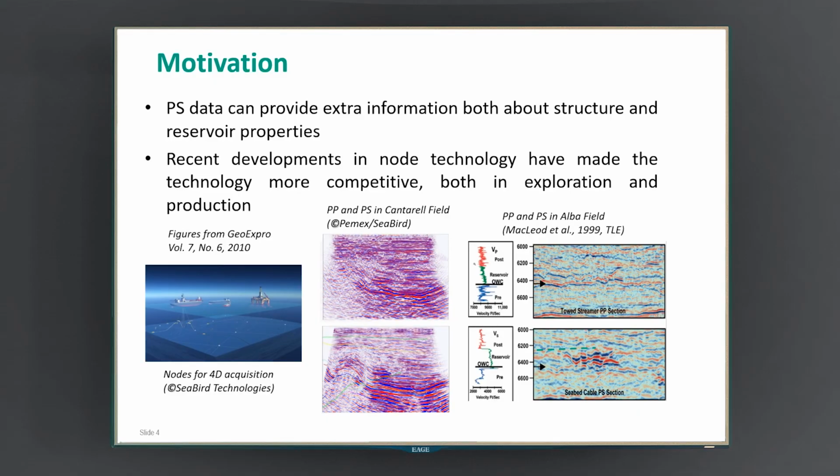Why is the addition of P2S data important? Because it can provide more information about structure as well as reservoir properties. For example, the comparison of the two highlighted sections reveals that the shear wave data can provide a much clearer image of the reservoir interval. It can also detect possible fracturing of the reservoir. Until recently, the P2S data collection has often been considered too expensive and too time-consuming. However, recent developments in node technology have made the technology competitive both in exploration and production.